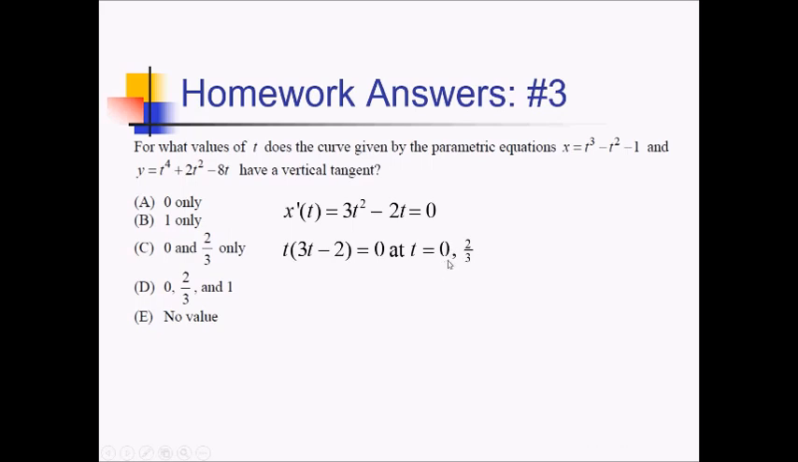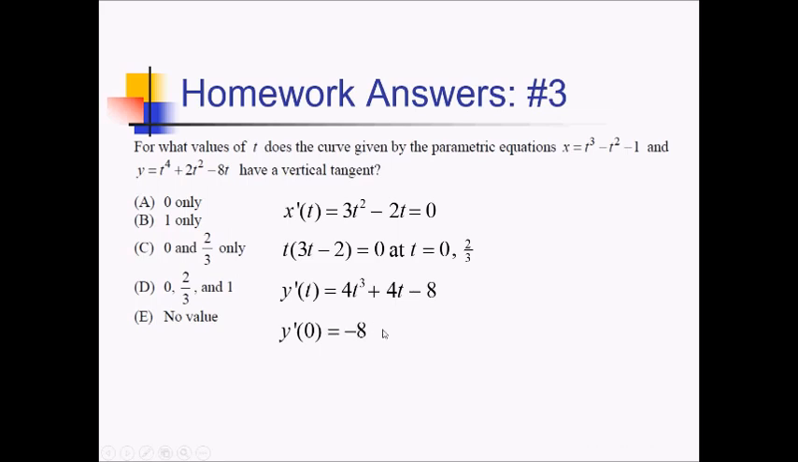But I can't just accept these blindly without testing them. I need to make sure that both of these give my y prime a value of something other than 0. Because if y prime of these things comes out to 0, then that means I've actually found a place where the particle is at rest, which is not the same as having a vertical tangent. All right, so let me find y prime then. That's going to be 4t cubed plus 4t minus 8. And let me plug each of these in now. If I plug in 0, so y prime of 0, well, all of this is going to come out to 0 except for the negative 8.